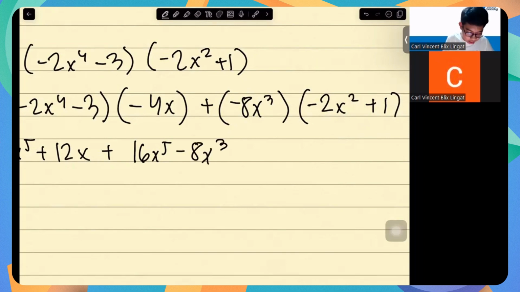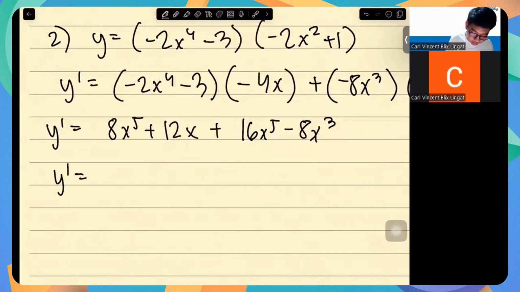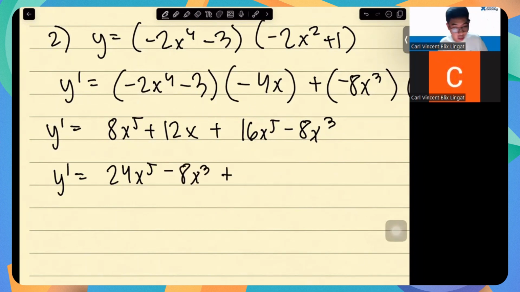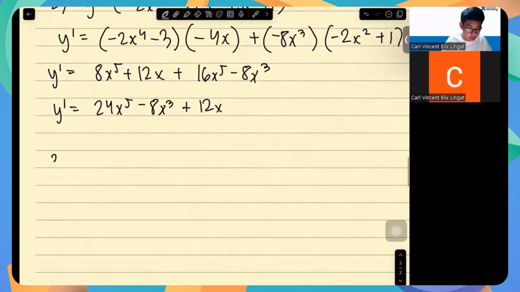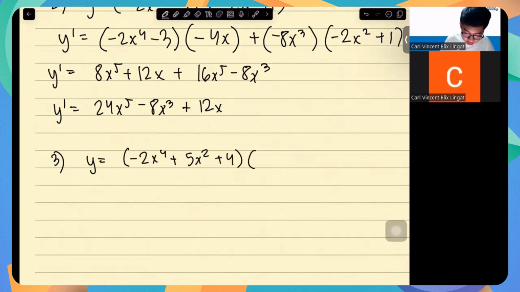Then add like terms again. So we have 8 plus 16, that's 24, x raised to 5 minus 8x squared, x cubed plus 12x. And that is our final answer. Okay, then we have our last example. This time we have y is equals to negative 2x raised to 4 plus 5x squared plus 4 times negative 3x squared plus 2.